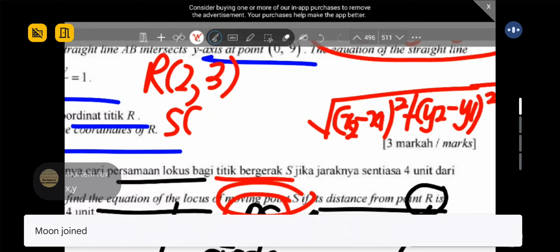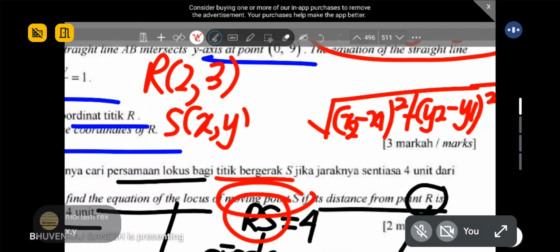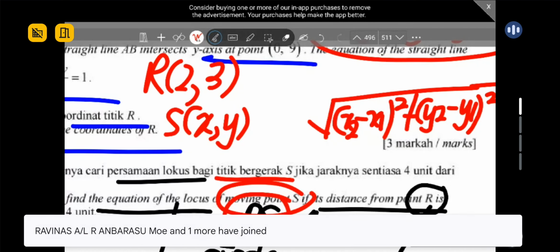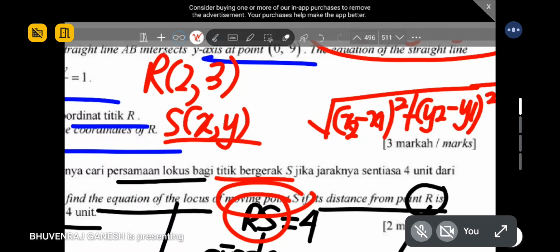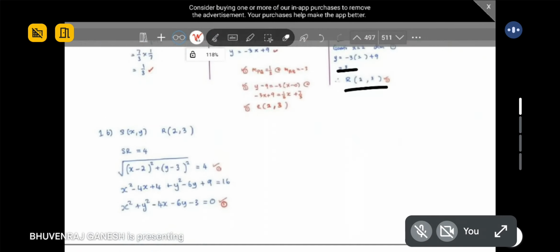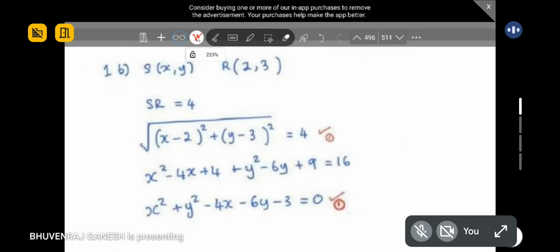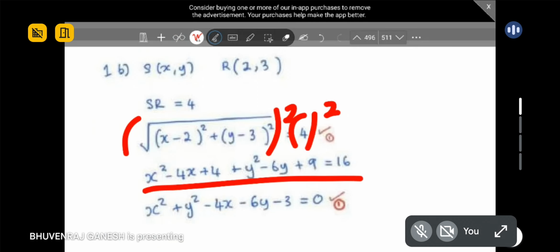So what is the label you will give for coordinate S? Yes, you will always give a label of XY. Remember, guys, titik bergerak, moving point, always XY. Because we don't know the value of X, we don't know the value of Y. Tak tahu nilai dia. Okay, so just give it XY. Clear? So your equation will look something like this. You just substitute, gantikan, and then you square both sides, kuasa 2, to remove the square root. You will get this equation, and then you just make it equal to 0.